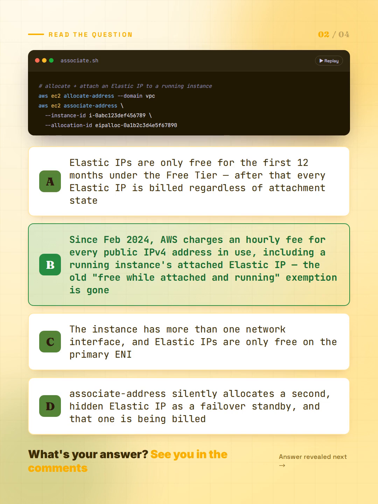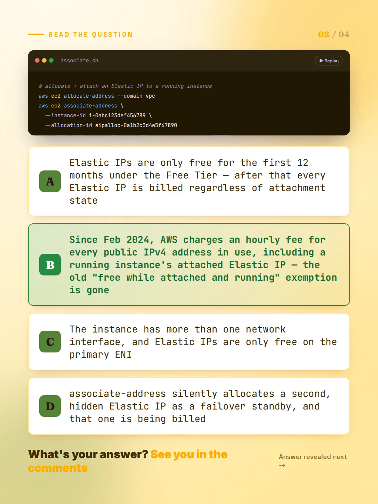Is it that elastic IPs are only free for the first 12 months under the free tier, and after that every elastic IP gets billed no matter what? Is it that since February 2024, AWS charges an hourly fee for every public IPv4 address in use, including a running instance's attached elastic IP, and the old free-while-attached rule doesn't apply anymore? Is it that the instance has more than one network interface, and elastic IPs are only free on the primary one? Or does associating an address silently allocate a second hidden elastic IP as a failover standby, and that's the one being billed?